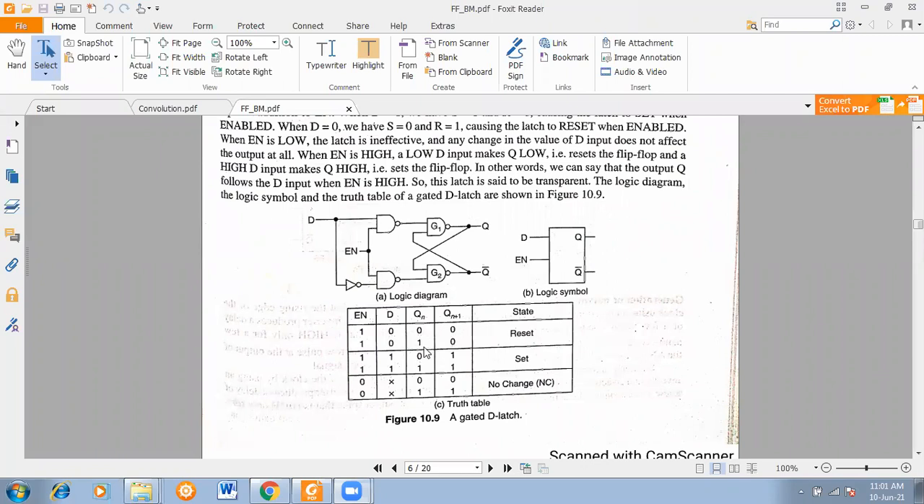Now see, here the previous output is 1, then also it will be 0 if you apply D is equal to 0, because it is some kind of 0 1 combination. So for 0 1 we have seen that output will be 0. So that is called reset.